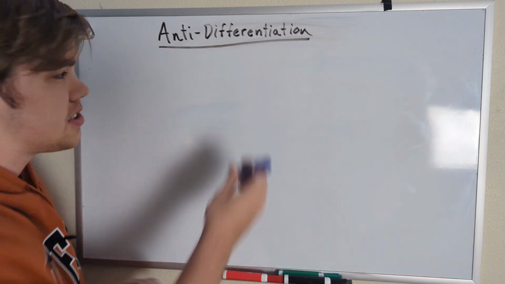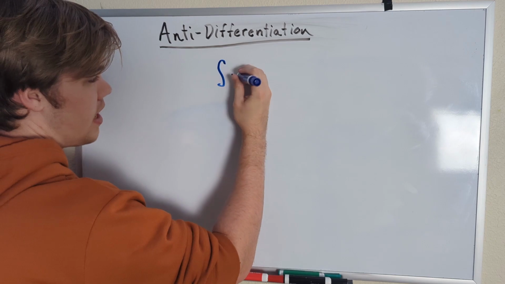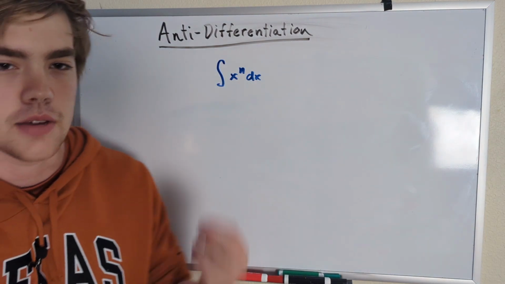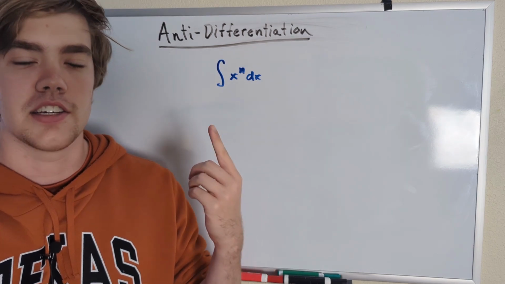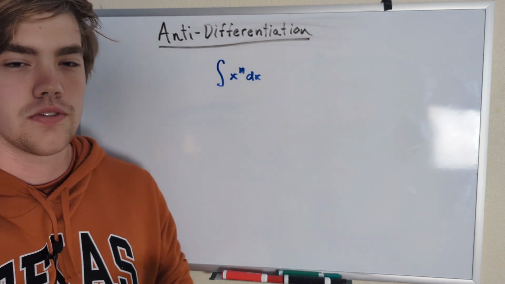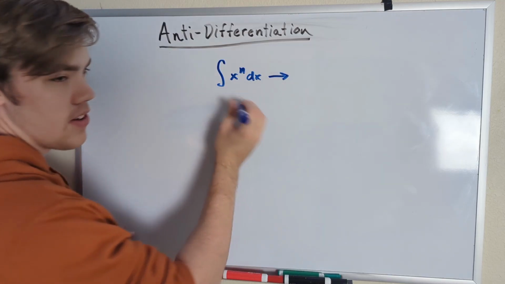Rule number 3. Say we want to take the antiderivative of x to some power dx, some power being notated by n. That could be x to the second power, x squared, x to the third power, x cubed, x to the fourth, fifth, so on and so forth. Similarly to the power rule from derivatives, we have a power rule for antiderivatives.